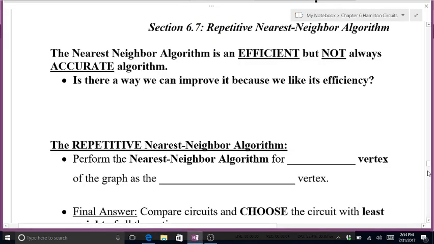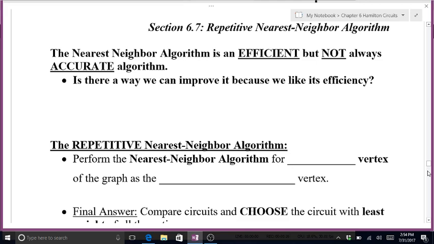We left off with 6.5 nearest neighbor algorithm. We learned that the nearest neighbor algorithm is efficient, but it's not always accurate. It doesn't always give us the optimal circuit, like we got with brute force. So, is there a way we can improve it because we like the efficiency of it? Well, the answer to that question is absolutely.